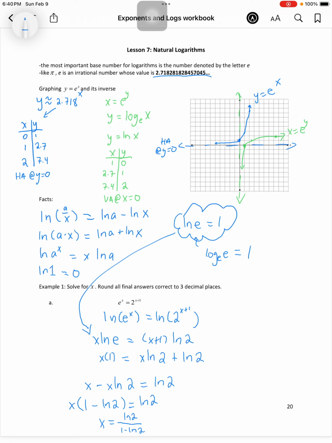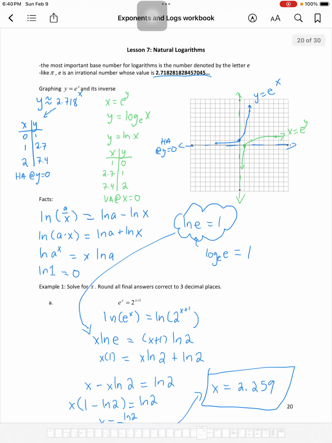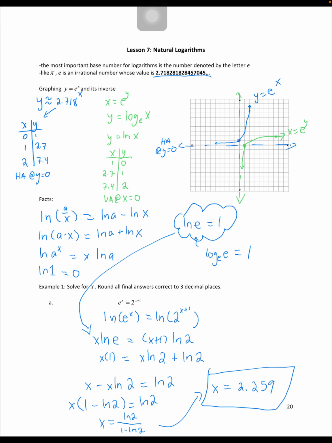And when you plug this into your calculators, it's going to be x equals 2.259. And that's it for this question. So again, it's very similar to what we did last lesson, but the only difference is instead of having log, we have ln. So we're not going to do too many examples today for that concept because it's very repetitive. The only difference is there's the letter e, which means we use ln instead of log.